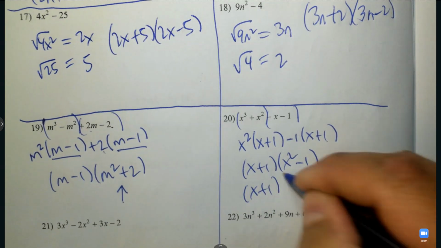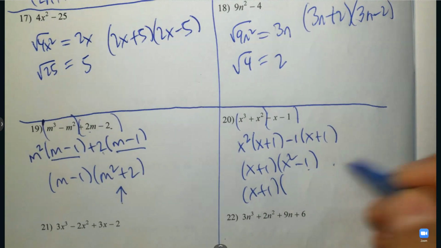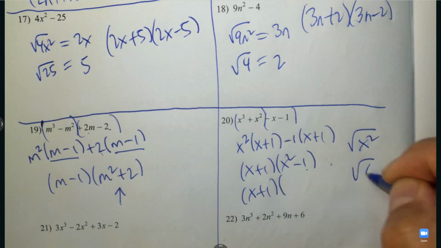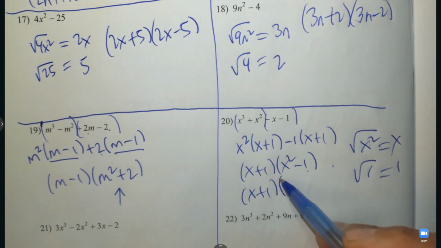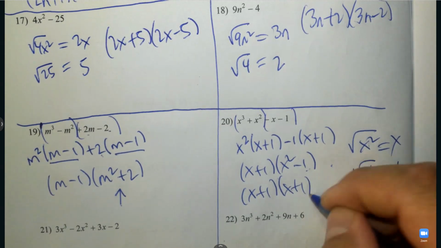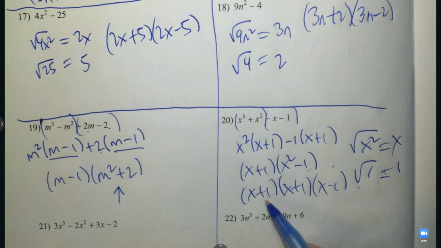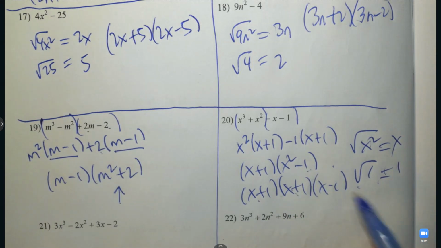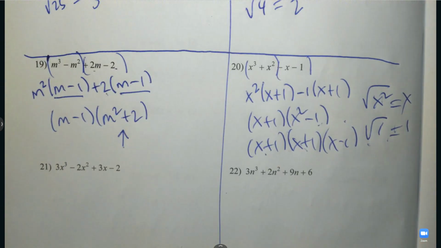And we can go further. It's not prime yet. X squared take away 1 is a difference of squares. So the square root of x squared and the square root of 1 means that we can write it as x plus 1, x minus 1. You could even write this as x plus 1 squared, x minus 1. But let's not get carried away.